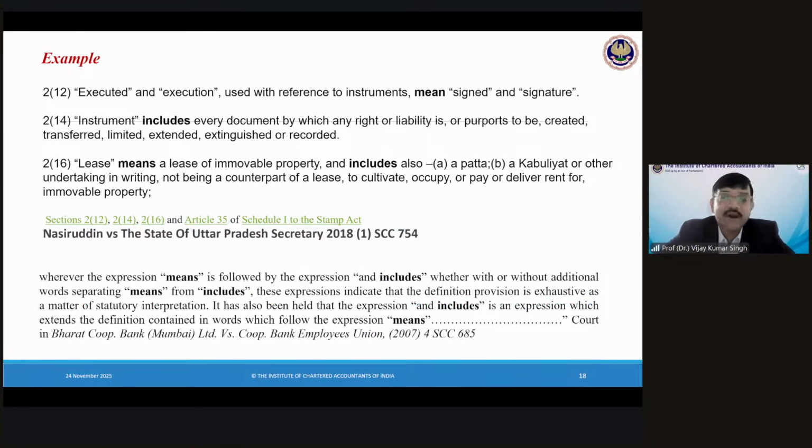In this case, that is Bharat Co-operative Bank versus Co-operative Bank Employees Union, the court said wherever the expression means is followed by the expression and includes, whether with or without additional words separating means from includes, these expressions indicate that the definition provision is exhaustive as a matter of statutory interpretation. It has also been held that the expression and includes extends the definition contained in the words which follow the expression means. So this is how the interpretation of the terms is done.